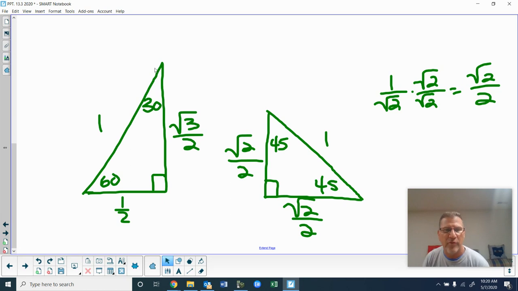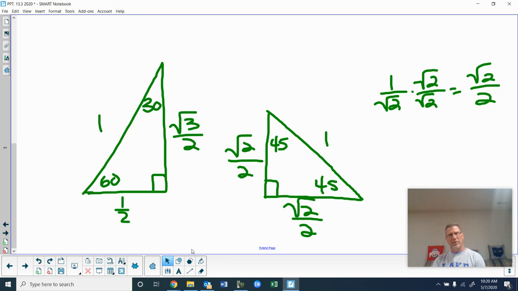All right, so if we're at our 30, 60, 90, and our hypotenuse is 1, that makes my short leg the one opposite 30. Remember, the hypotenuse was always twice as long as the short leg, so 1 is twice as long as 1/2. Or you divide by 2 to go from the hypotenuse to the short leg. So 1 divided by 2 is 1/2. And remember, the long leg is always the short leg times the square root of 3. So 1/2 times the square root of 3 gives me square root of 3 in the numerator, and 2 stays 2.